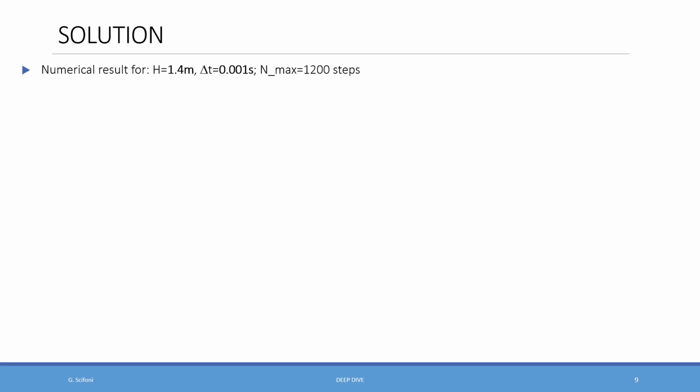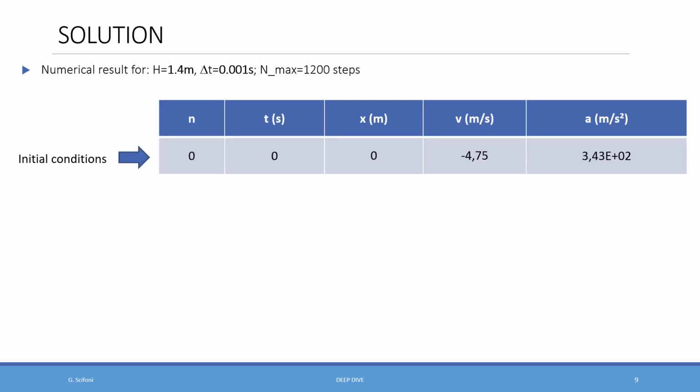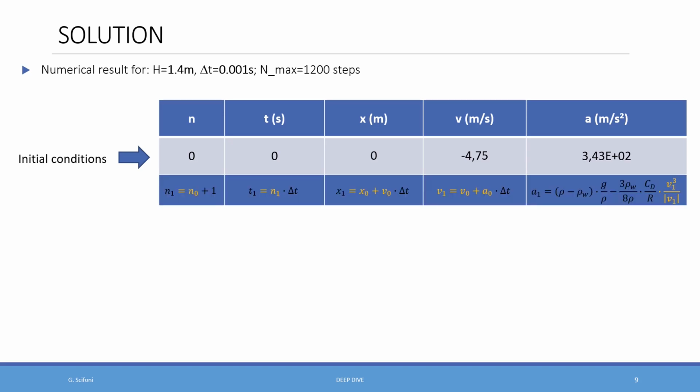Let's see now the first example where the height is 1.4 meters and we take for delta time 1,000th of a second and the maximum number of 1,200 steps. From the initial conditions we can fill the first row, that is step 0. The second row of the table shows how to fill the step number 1 and the next ones.